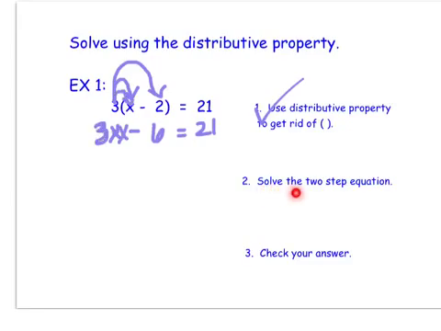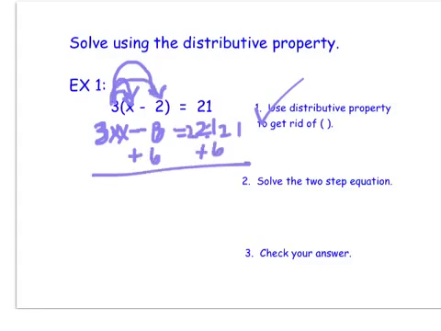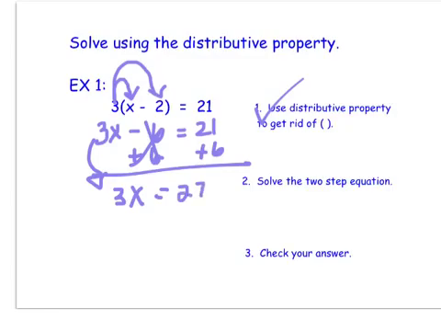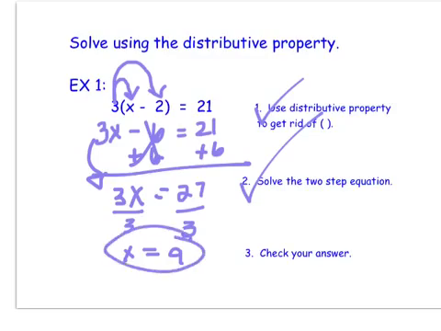Step number 2, you're going to solve the 2-step equation. So we're going to look here. We have 3x minus 6 equals 21. We're trying to get x by itself, but we can't mess with anything there, so we're going to add 6 to both sides. Whatever I do to one side, I must do to the other. So I'm left with 3x, and my 6's crossed out, equals 27. Now I divide both sides by 3, and I get x equals 9. Alrighty, so we did step number 2. We're going to go ahead and circle that x equals 9.